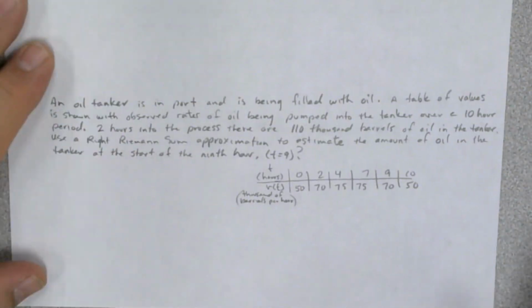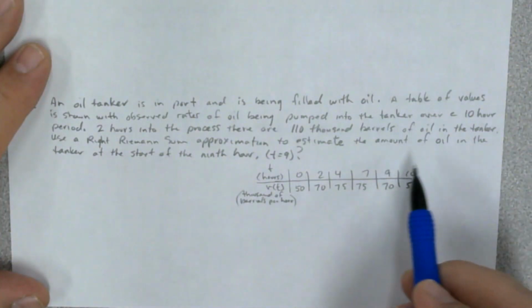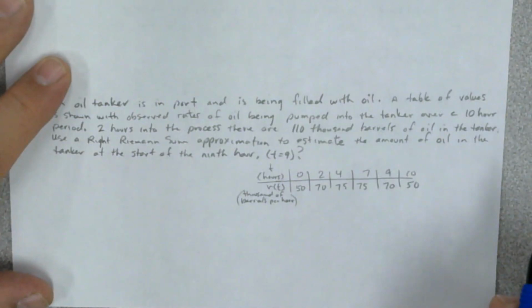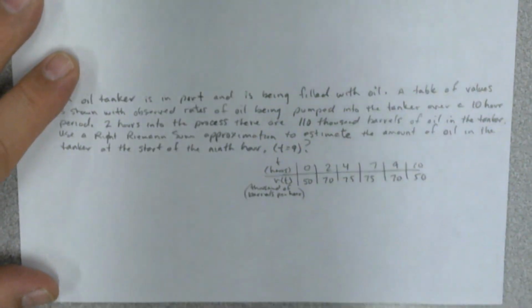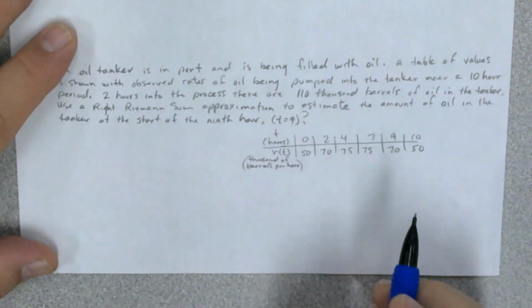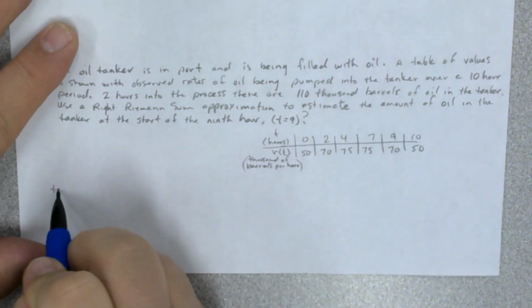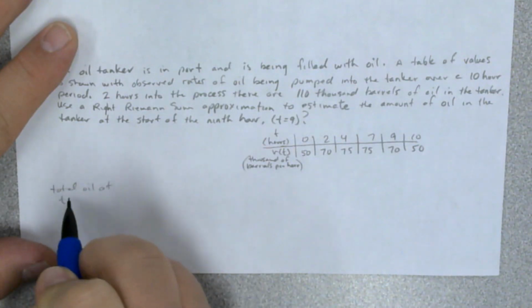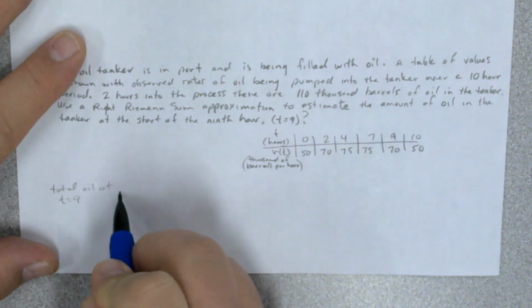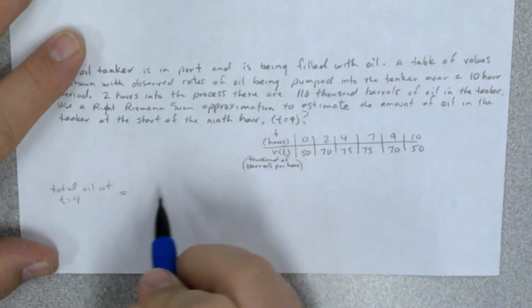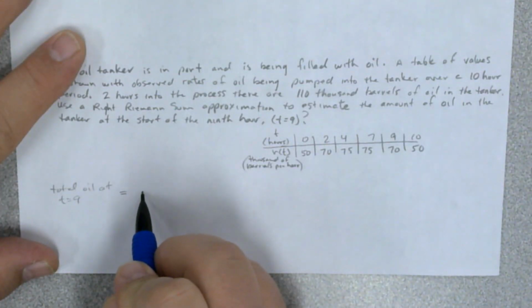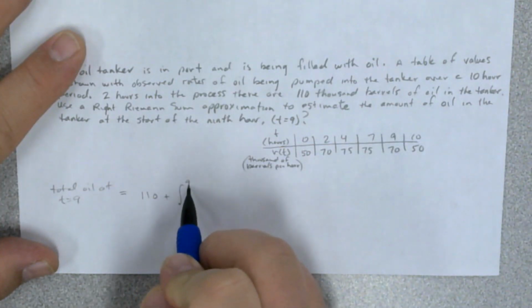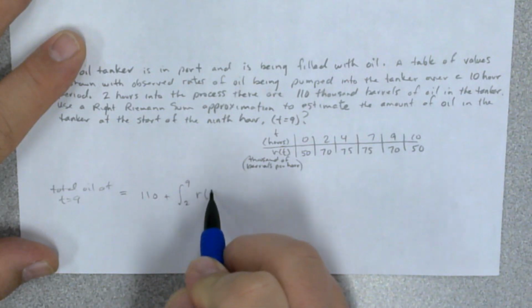So, we want to estimate the amount of oil in the tank at the start of the 9th hour. That means the total amount of oil in the tank, so we need to go at it from that perspective. So the total oil at t equals 9 is the starting amount, 110, plus the integration from 2 to 9 of my rate.